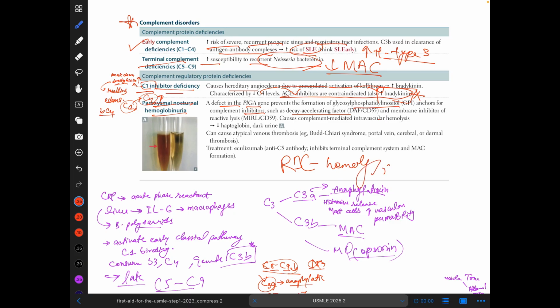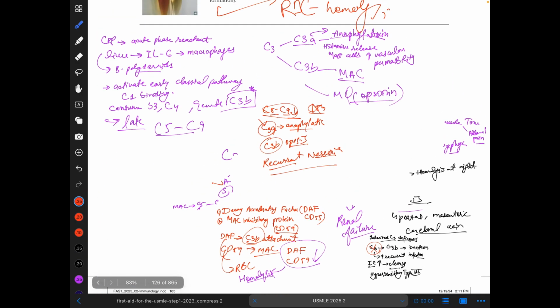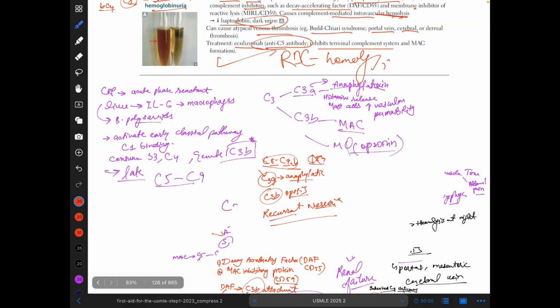So what are the complications? Mainly the complement with intravascular hemolysis will decrease haptoglobin and cause dark urine, and can cause atypical venous thrombosis, Budd-Chiari syndrome, portal vein, cerebral or dermal thrombosis. For the treatment, we use eculizumab, the anti-C5 antibody, which inhibits the terminal complement system and MAC formation. This is all about the complement system. The important thing you have to remember is the pathways and the main conversion of C3 to C3b, and what a deficiency leads to in the early complement or late terminal complements.